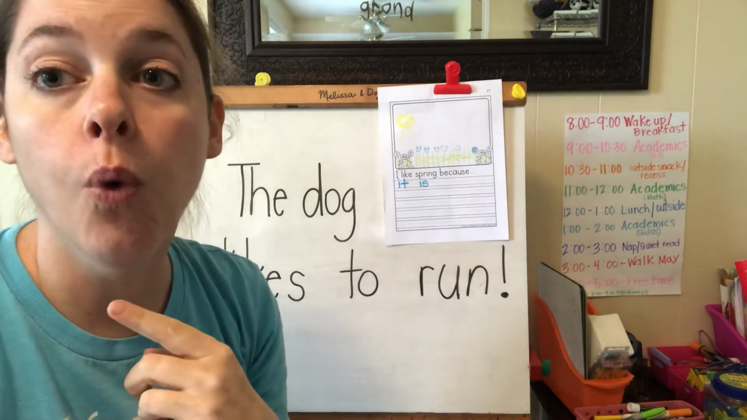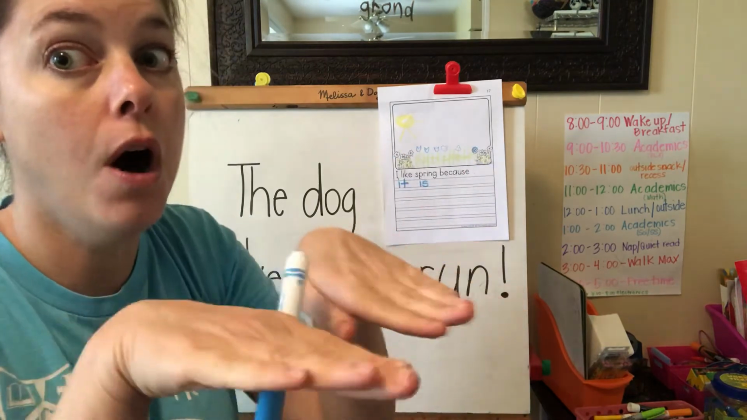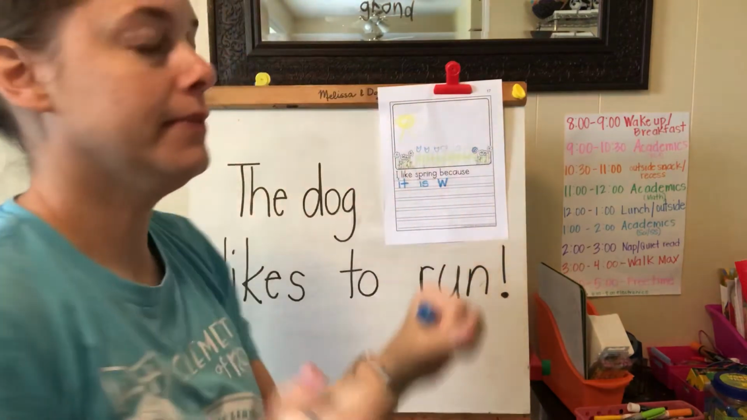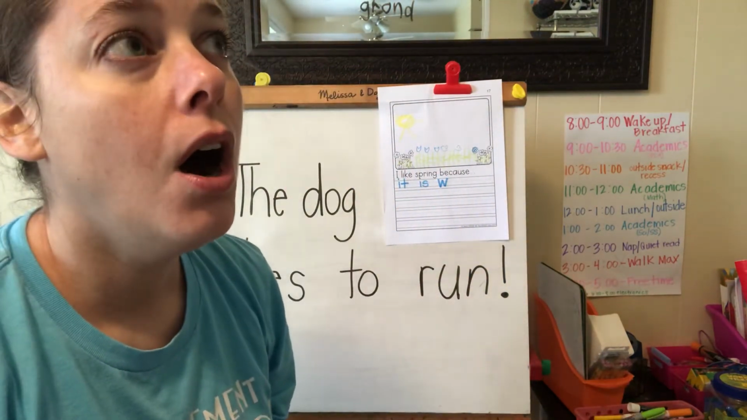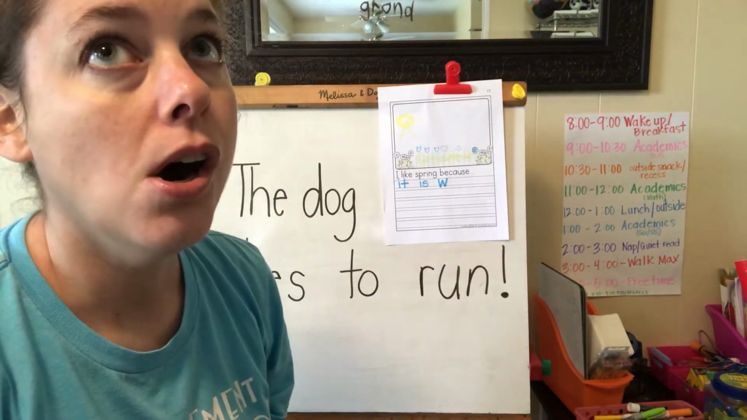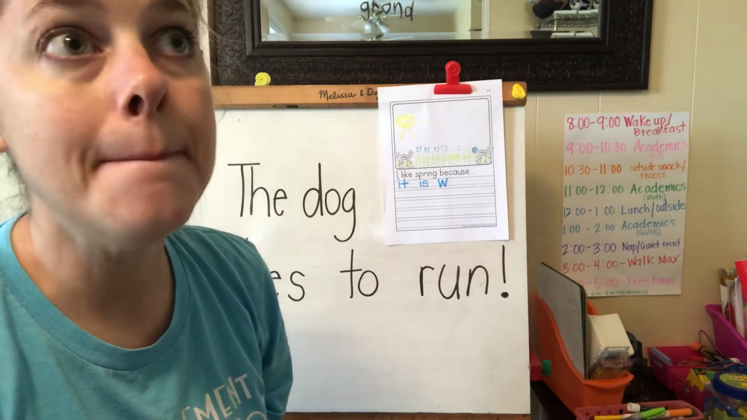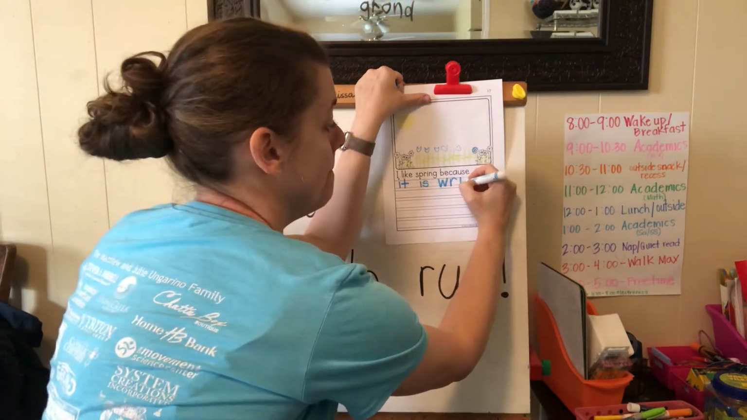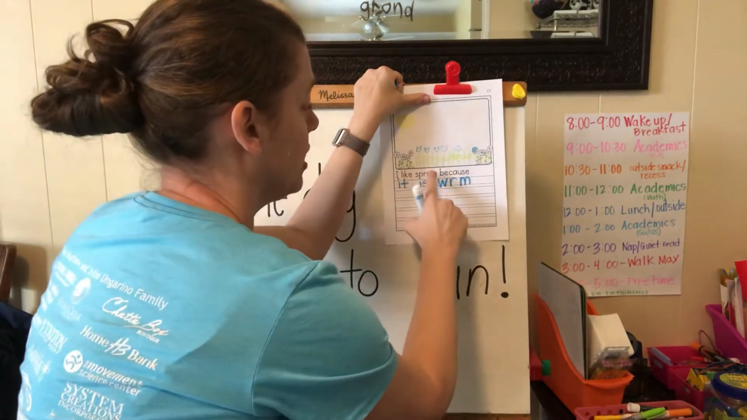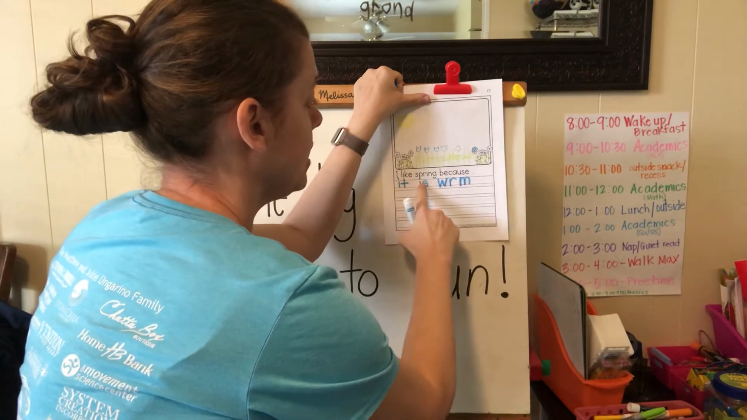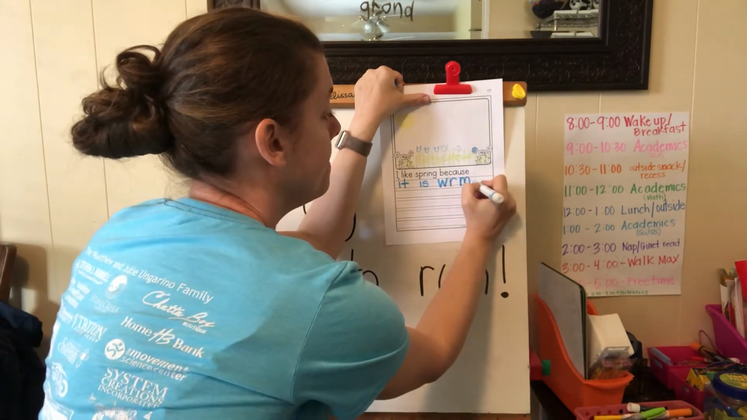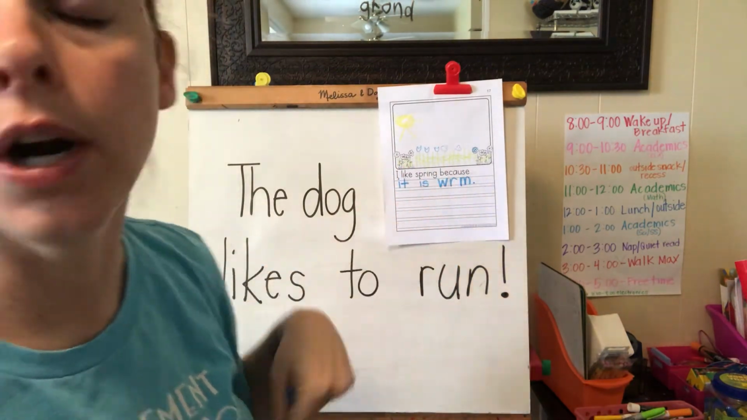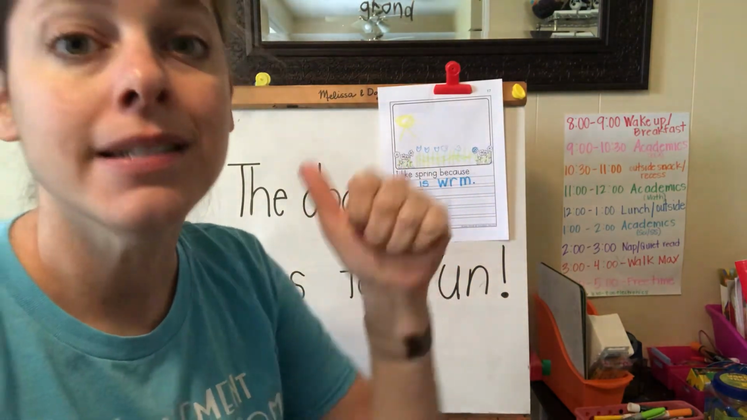W, W, W. Warm. W, arm. I hear an R and an M. I like spring because it is warm. I like spring because it is warm. Does that make sense? Yes.